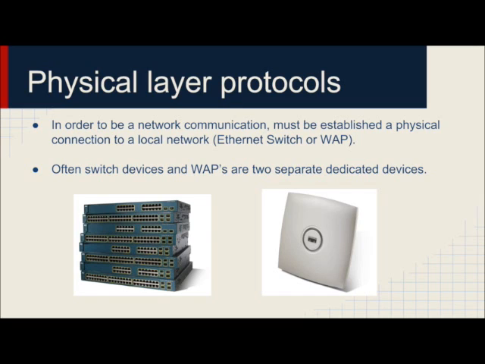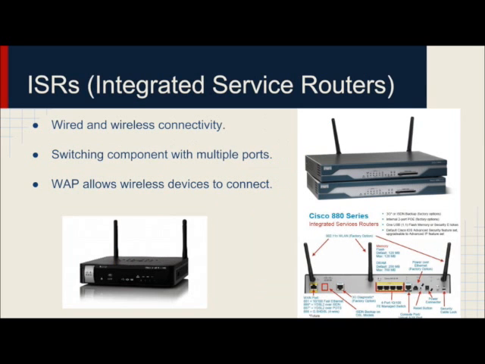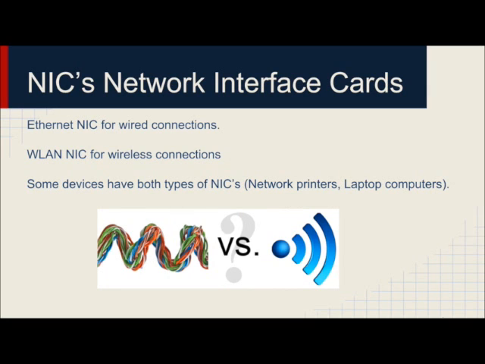These devices are called ISRs, Integrated Service Routers, that have a switching component with multiple ports, allowing multiple devices to be connected to the local area network, LAN, using cables. These devices also have a WAP that allows wireless devices to connect. Network interface cards connect a device to the network. Ethernet NICs are used for a wired connection, whereas wireless local area network NICs are used for wireless. An end-user device may include one or both types of NICs.